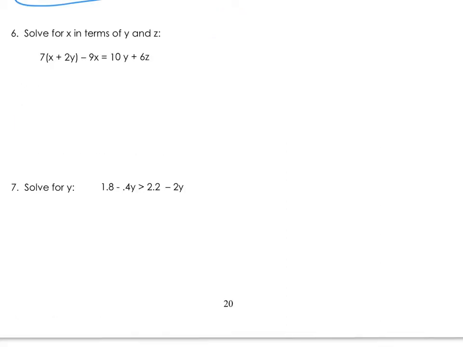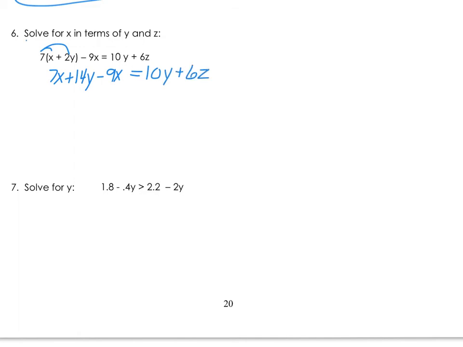Okay. Number 6 here says we need to solve for x in terms of y and z. So to do that, I need to go ahead and distribute my 7, because remember that we need to distribute, and that will eliminate our parentheses. So then I have 7x plus 14y minus 9x equals 10y plus 6z.